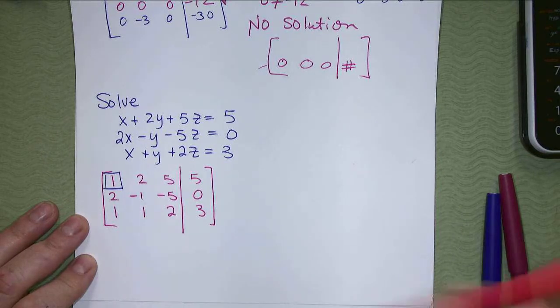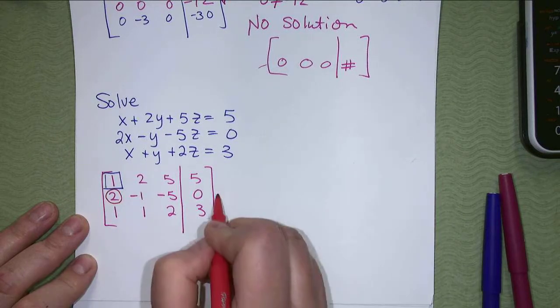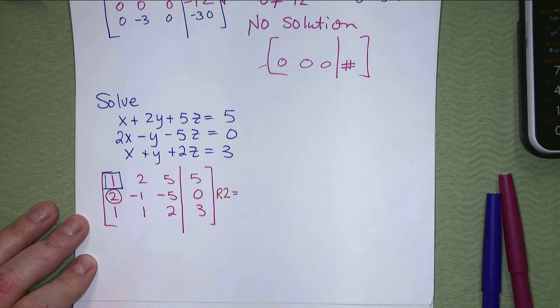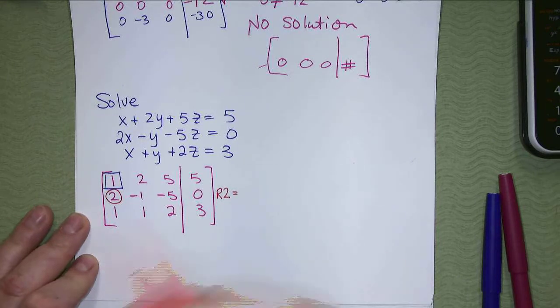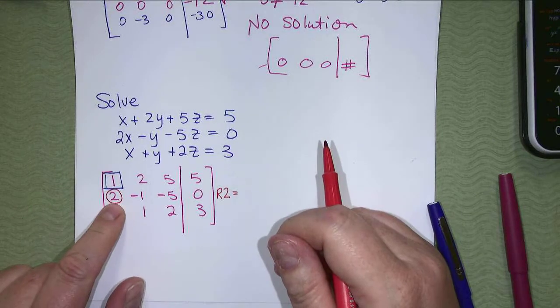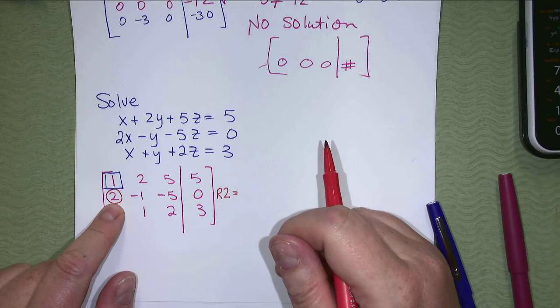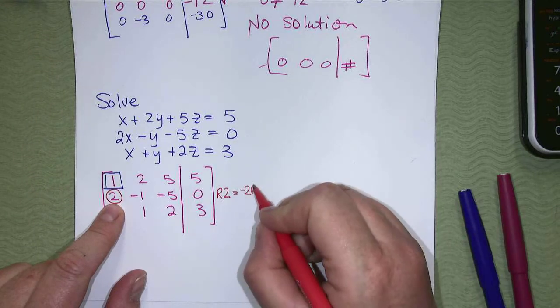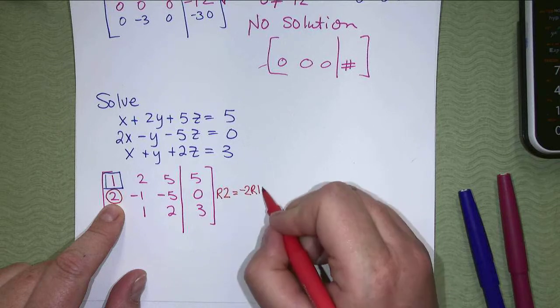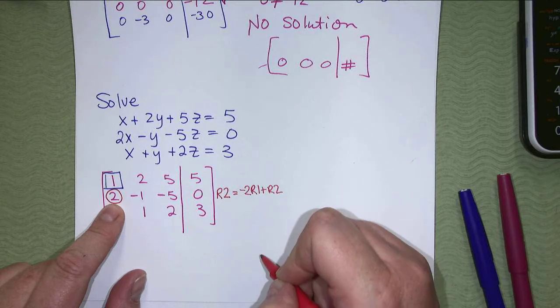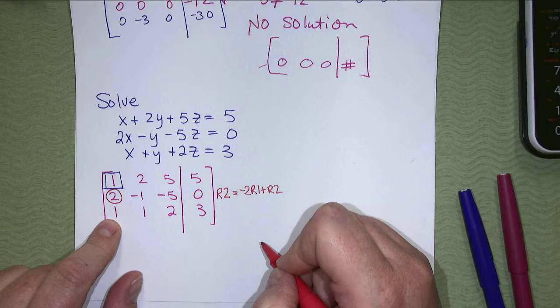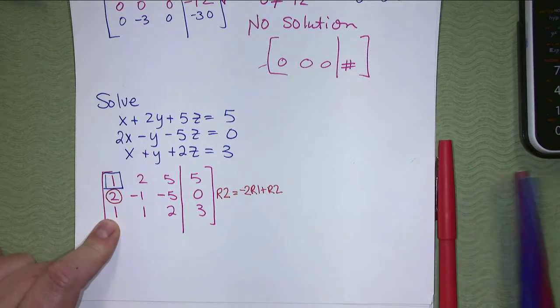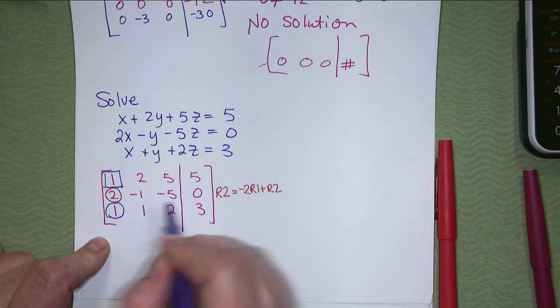That's in row 2. So what's the step? This is a 2. Yeah, negative 2, row 1. Same number, opposite sign, plus row 2. Now, what about this one? Yeah, minus row 1 plus row 3.